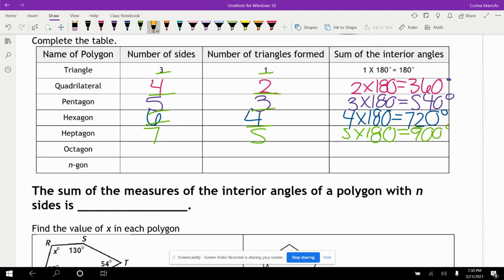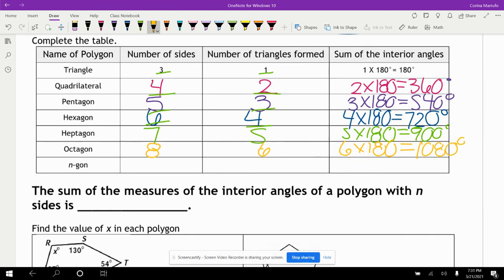Okay, if we have an octagon, it has 8 sides. That means we're going to be able to make a total of 6 triangles. So 6 times 180 is going to give me 1,080.